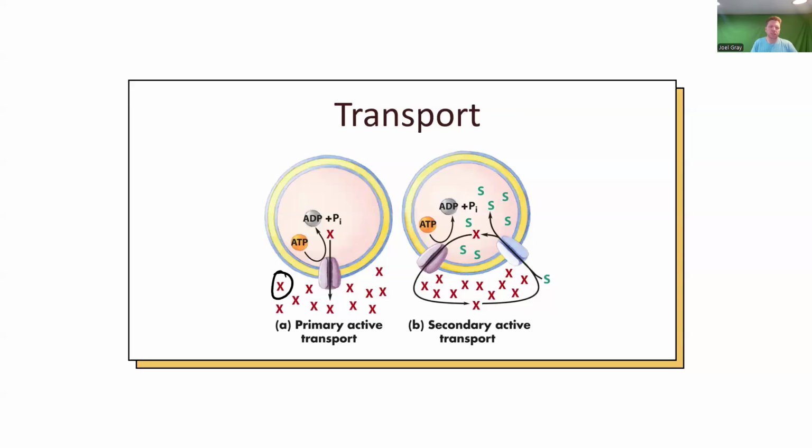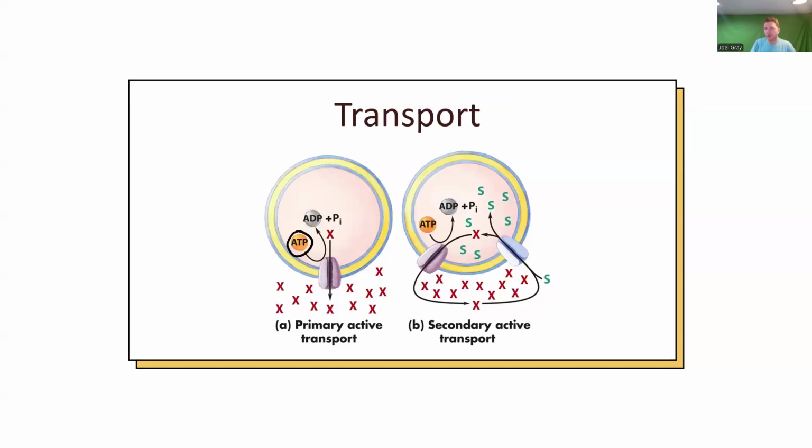Now, what I want you to notice about this X is outside of the cell, right here, the concentration of X is very high. Inside of the cell, it's very low. So what that means is that this X is moving against its concentration gradient. So it's moving from a low concentration to a high concentration. So an unfavorable move. Now, in order for that to happen, you're going to have to hydrolyze ATP.